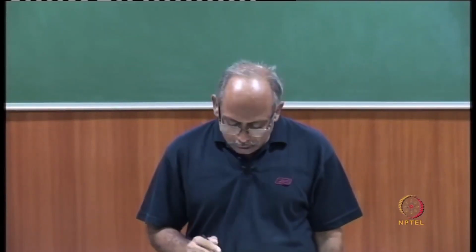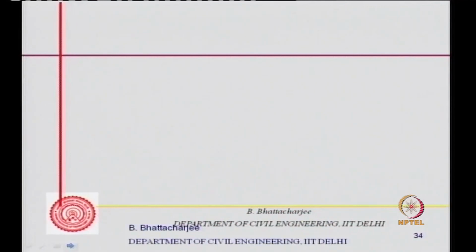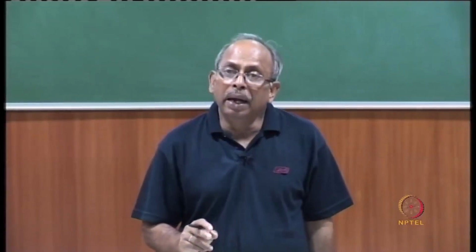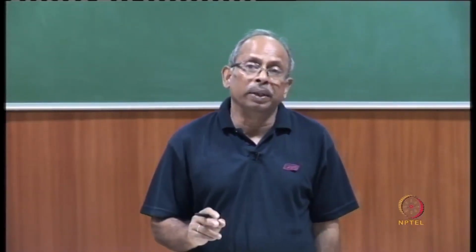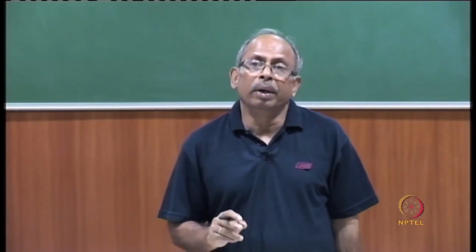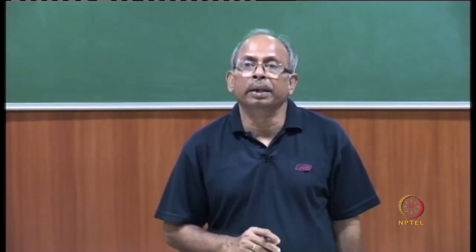So codes actually specify minimum curing days based on this. For example, the Indian code says that 7 days minimum curing is required for ordinary Portland cement, but if it is pozzolana blended, then you will need 10 days in normal weather, and in dry weather like desert areas, where it's more dry, you will require 14 days when you have pozzolana blended cement.